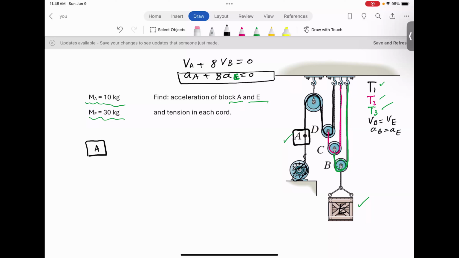So the tension in the black cable is T1. So that's the tension T1, right? And then the weight of this guy is 10 times gravity.